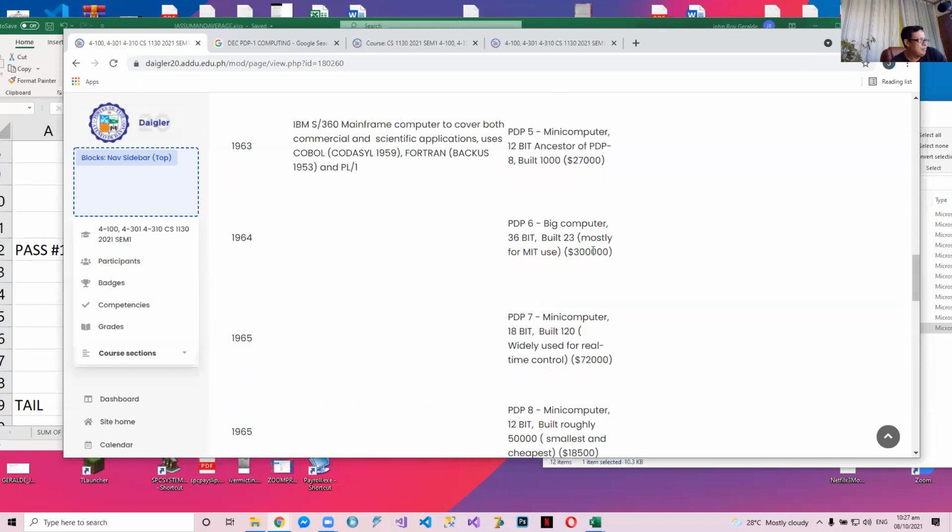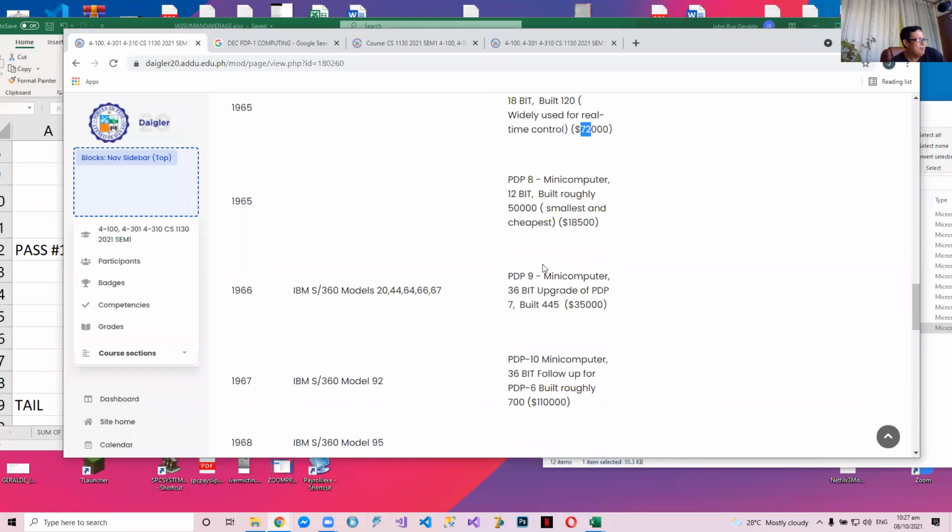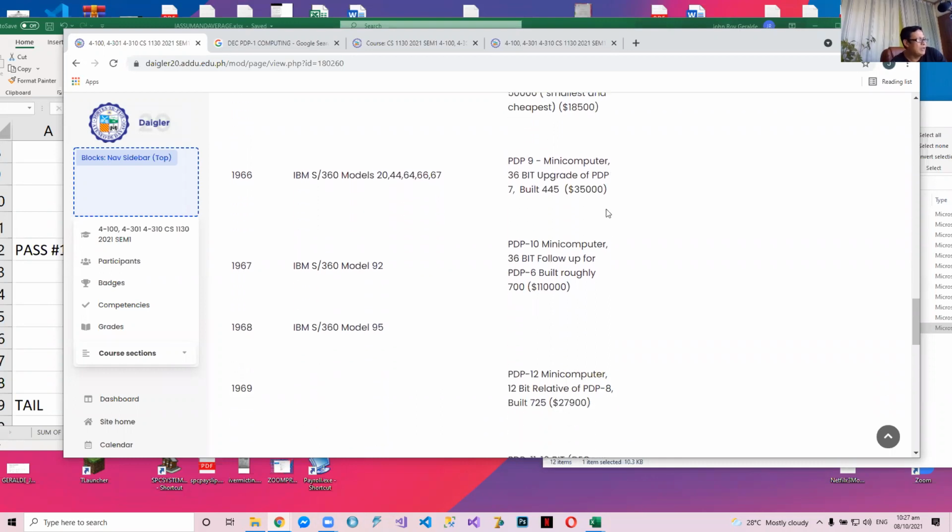So okay, after the PDP-6, in 1965 came the PDP-7, an 18-bit minicomputer. It's like the PDP-4, used for real-time control. I think this already had floating point, no? Sold at 72,000. The PDP-8 is one of the cheapest, no? Some of the universities in the Philippines were able to have this. A 12-bit computer, only 18,500. It's still expensive, no, but the universities could afford them already.